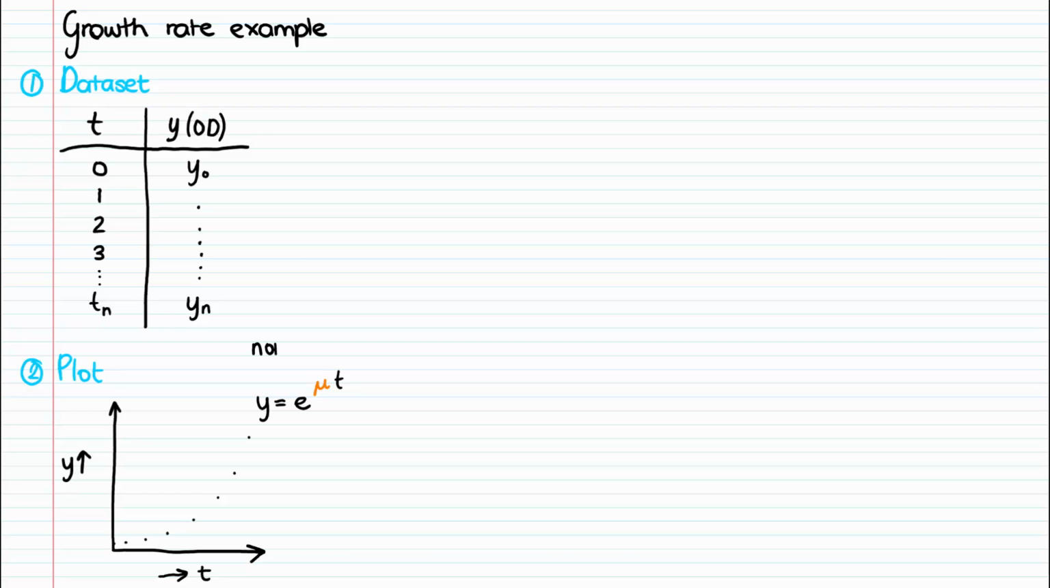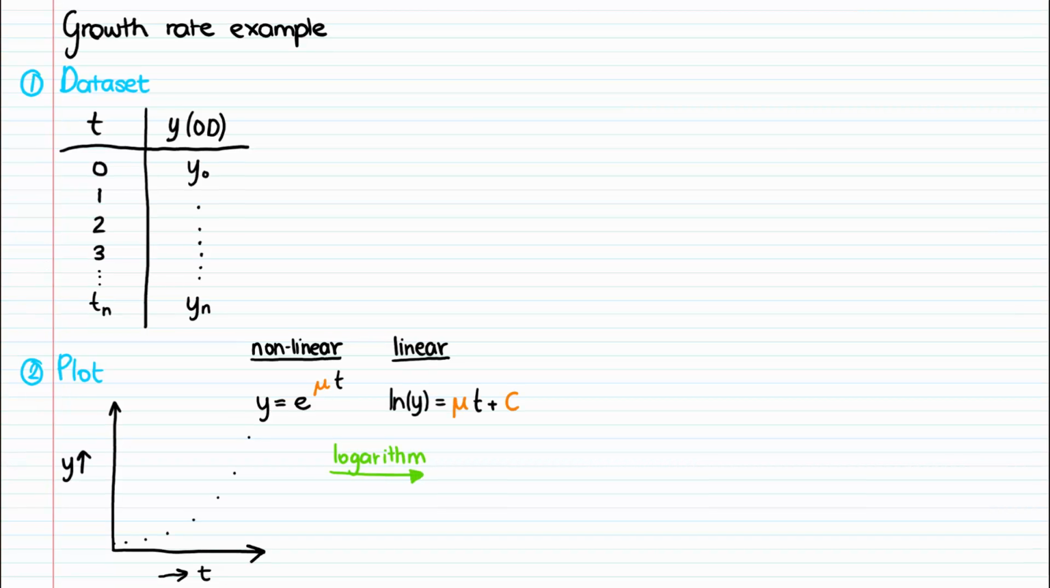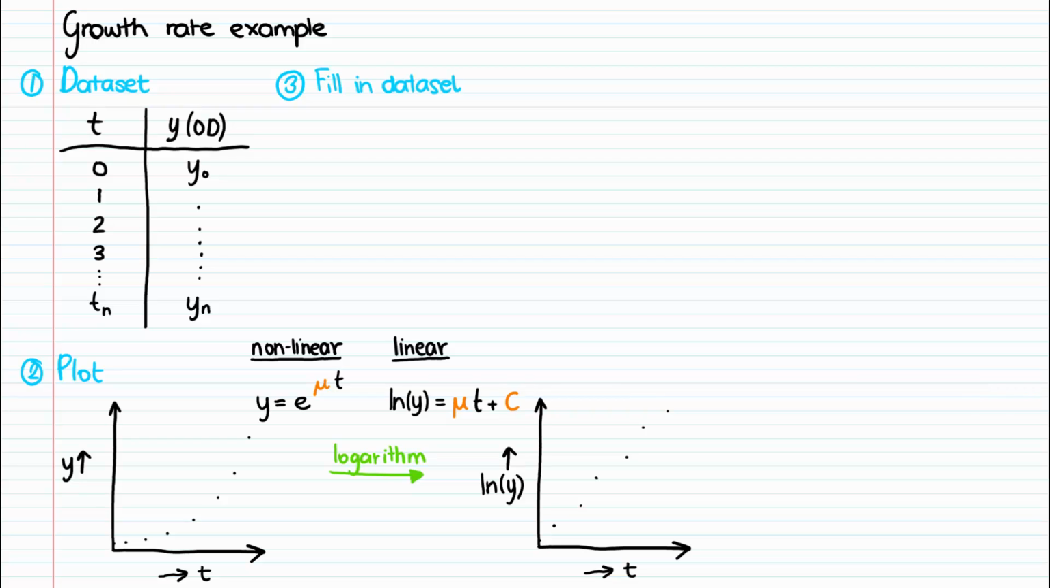We want to transform this nonlinear equation to a linear equation, because we know how to solve that. Therefore, we take the logarithm of the function. Then we obtain this plot. We now have a linear equation with unknown mu and a constant c. We can fill in the dataset in the linear equation like this.